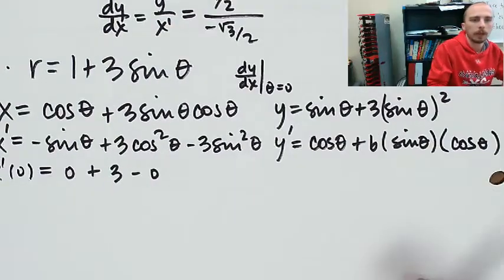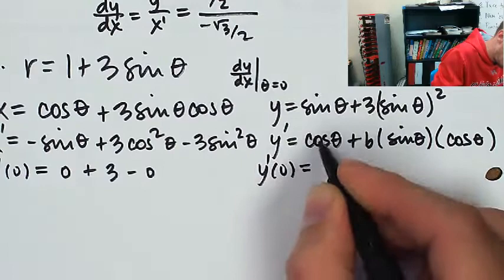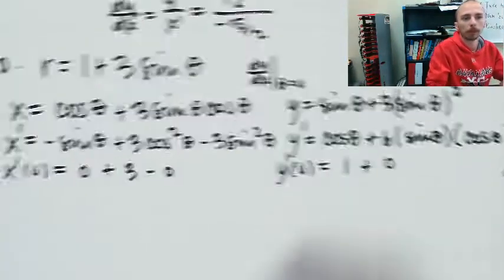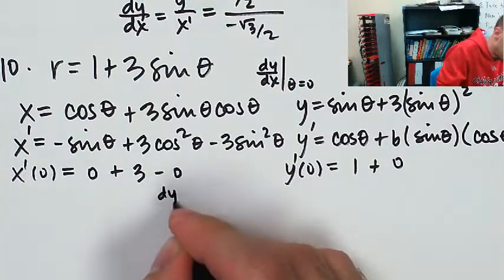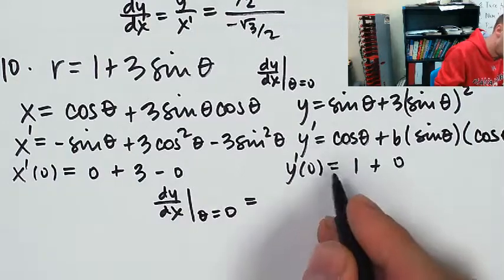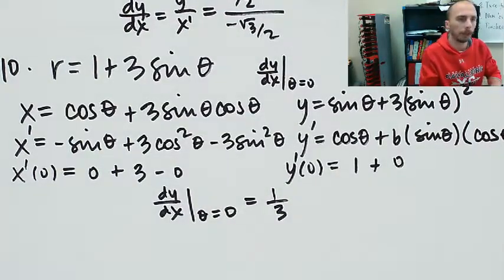Okay. And then when I plug in 0, I'm going to get 1. Plus 6 times 0 times 1 is going to be just 1. Okay. So now dy dx at theta equals 0 is going to equal y prime over x prime, 1/3. Okay.